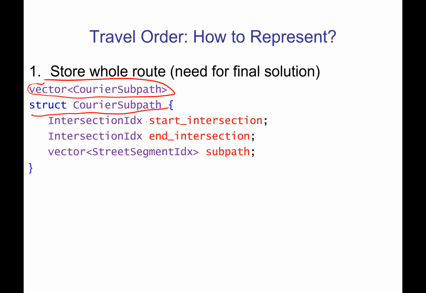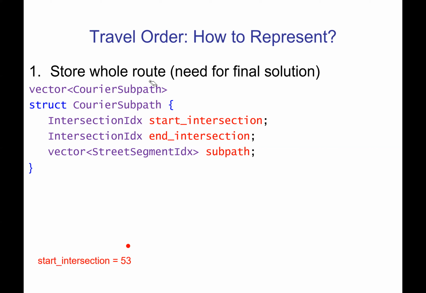Every one of these subpaths basically looks like one of your milestone 3 solutions. You have a start intersection, you have an end intersection, and you have a vector of street segments to go from start intersection to end intersection. So that's no accident. It's going to be kind of convenient to use your milestone 3 solution to hook up these different intersections.